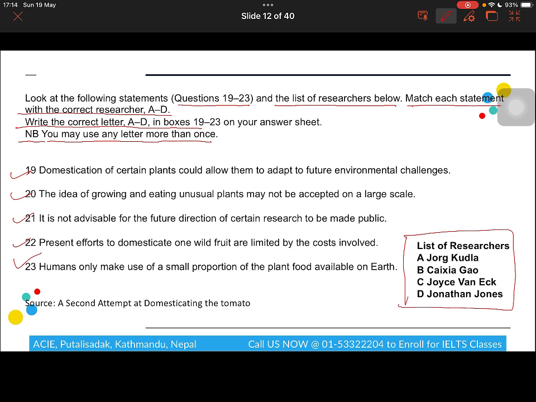As per the strategies that we have just discussed, the first thing that we are going to do is scan these words in the paragraph, because we know that it's very easy for us to scan for exact nouns, and in this case it's names, right? And as I have mentioned, you are going to find these names multiple times in the passage, so let us start with the first researcher, who is Georg Kudla.